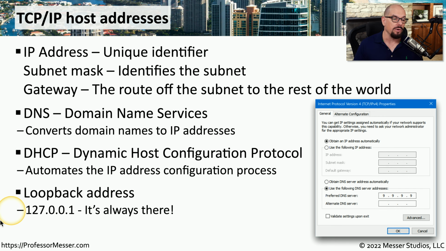In IP version 4, the loopback address is 127.0.0.1. If you wanted to troubleshoot your system to see if your IP stack is working properly, it's very common to ping your loopback address because that's one IP address that should always be there.